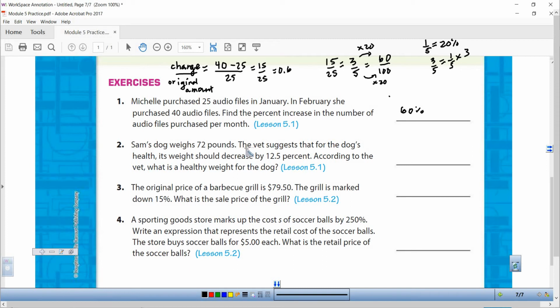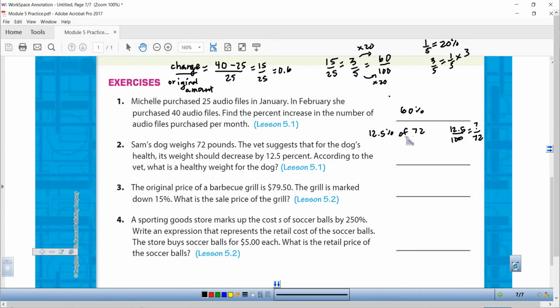Sam's dog weighs 72 pounds. The vet suggests for the dog's health, its weight should be decreased by 12.5%. According to the vet, what is the healthy weight for the dog? What we need to do is find 12.5% of 72. One way we've talked about is to put 12.5 over 100 equals something over 72. The problem we're going to run into on this one is that 72 doesn't go into 100 evenly. We can simplify this down.